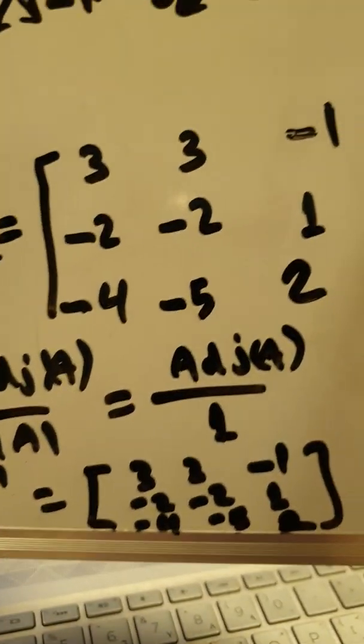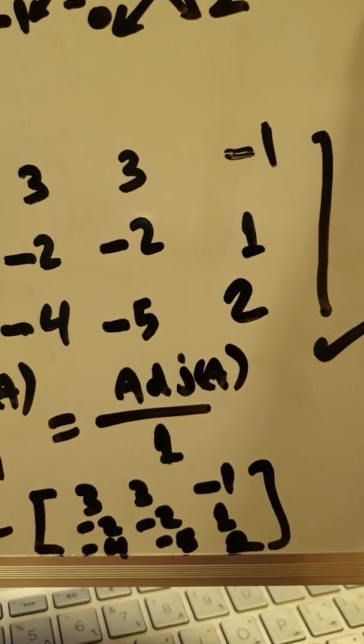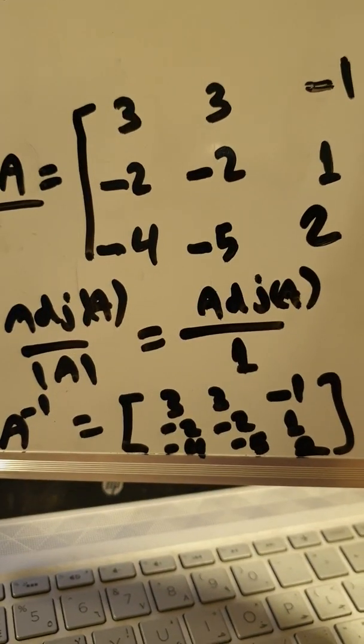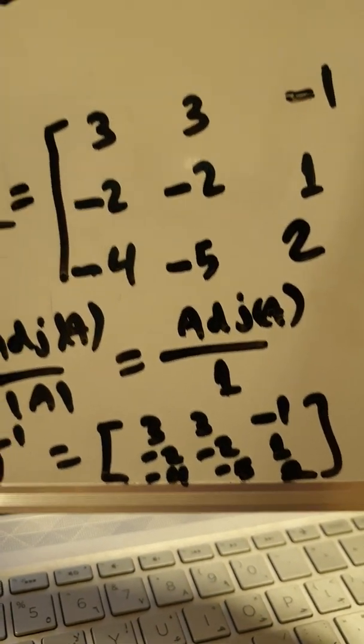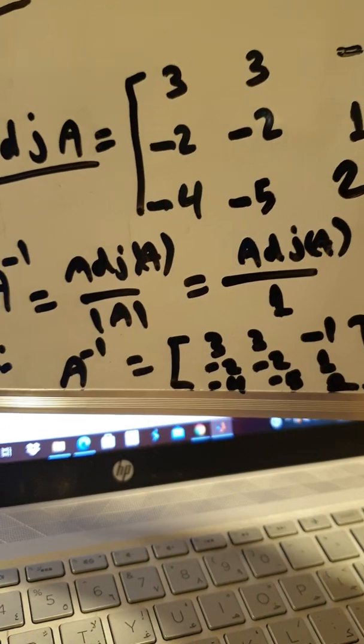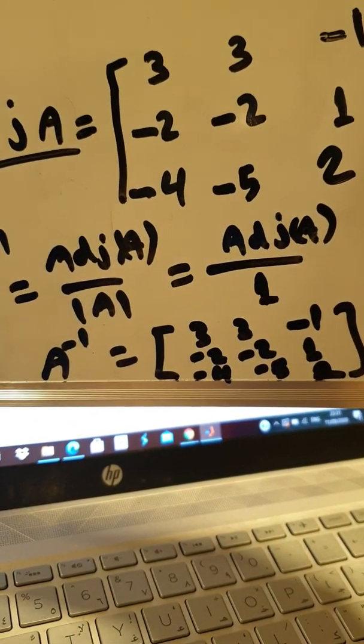And this is an easy way and a quick way to find the inverse matrix of a 3 by 3 matrix, but not for any general n by n matrix.